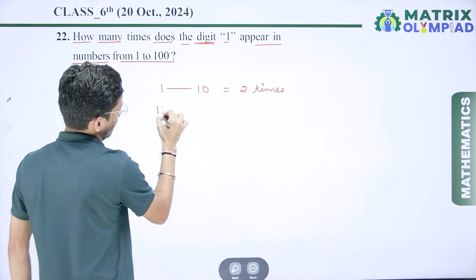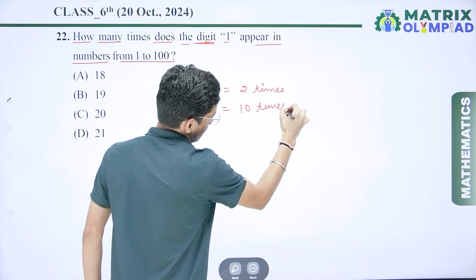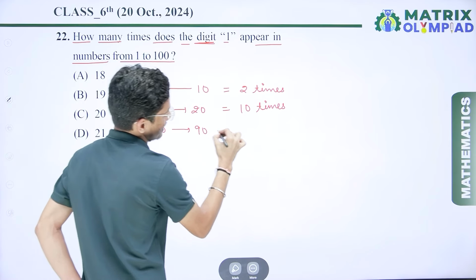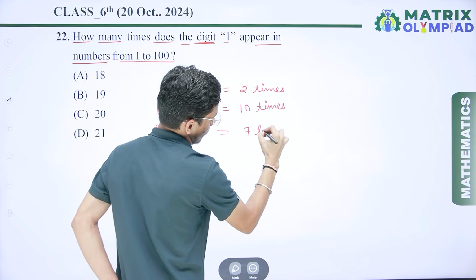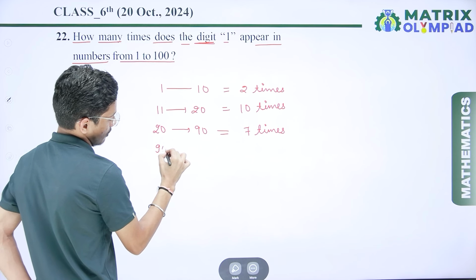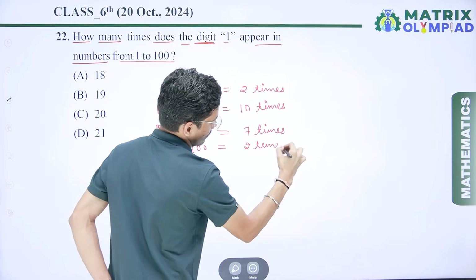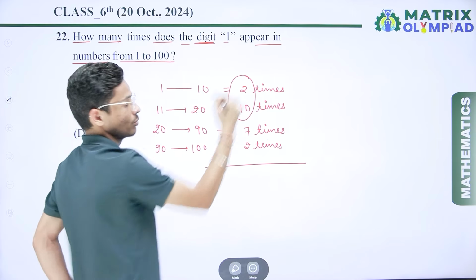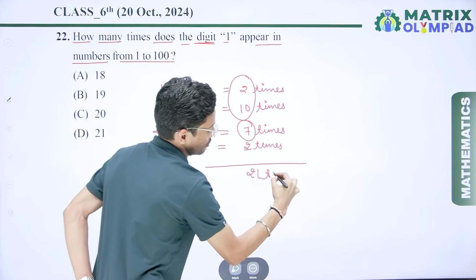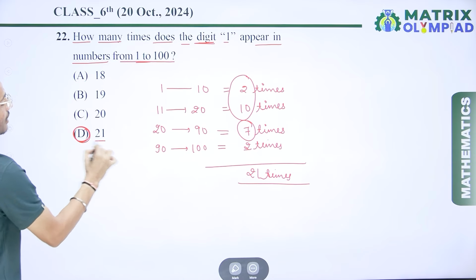If we count from 11 to 20, I can say that the digit appears 10 times. Again, if I count from 20 to 90, we can say that the digit appears 7 times. And the last one, from 90 to 100, the digit again appears 2 times. So if we add all these numbers, 10 plus 2, 12, 12 plus 7, 19, and 19 plus 2, 21. It means the digit appears 21 times from 1 to 100. So 21 times, here option number D is the correct answer.